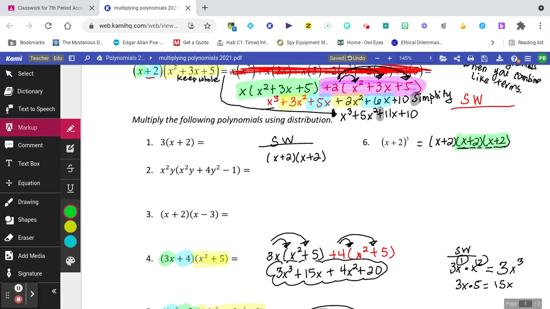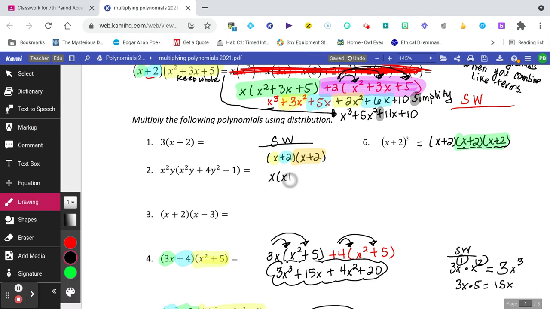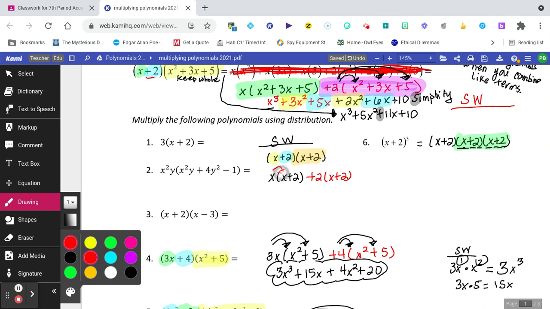So I'm going to take the x plus 2, this first one, and break it up. And I'm going to keep this one the same. So it's going to be x times x plus 2 plus 2 times x plus 2. X times x gives me x to the 2nd power. And then x times 2 is just 2x. Here 2 times x is just 2x. And here 2 times 2 is positive 4.